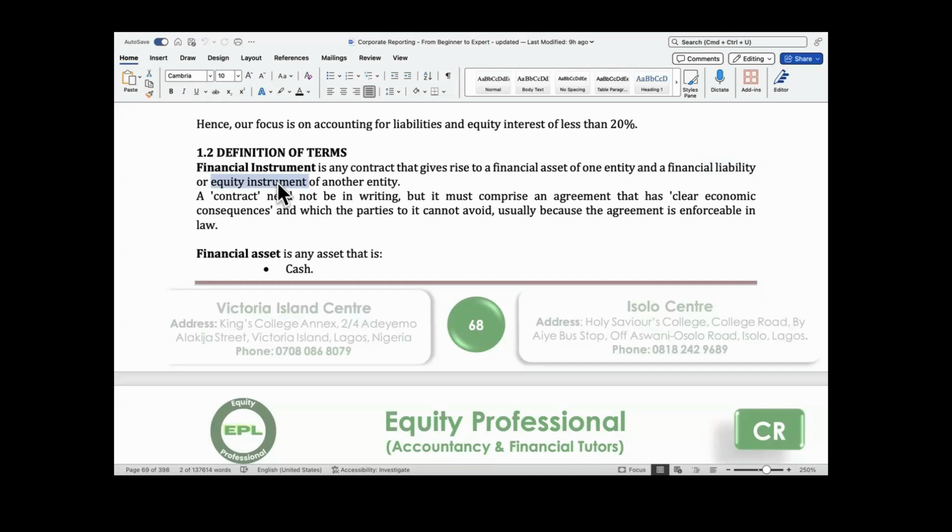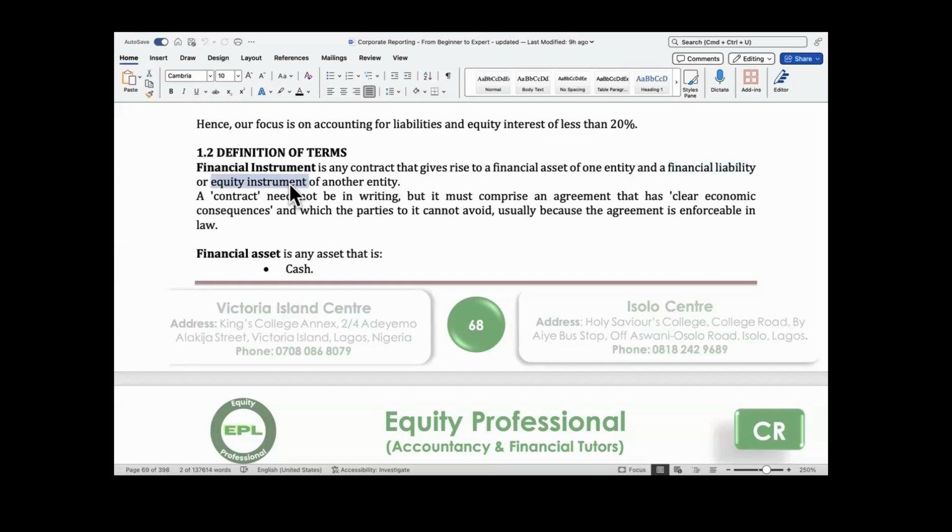So what I've just mentioned is so important and so easy, and it can become confusing to some students that do not get it. And I hope you have all gotten it. Now, I will then go ahead and explain further. What is a financial asset? What is a financial liability? And what is an equity instrument?